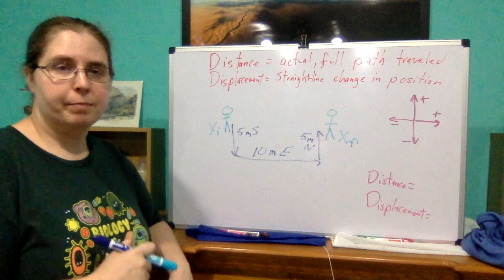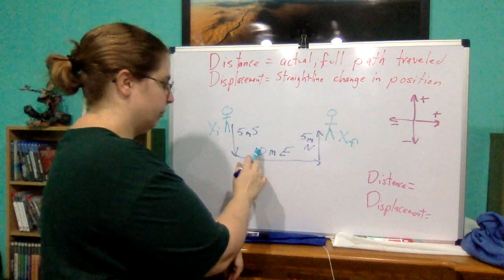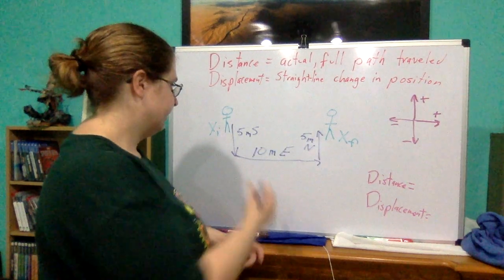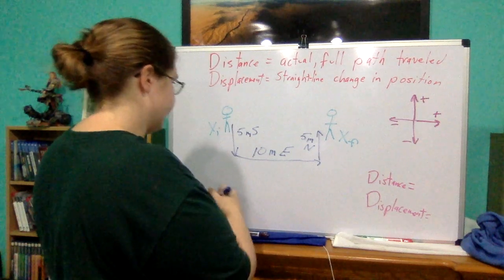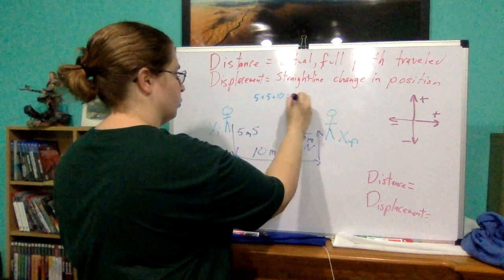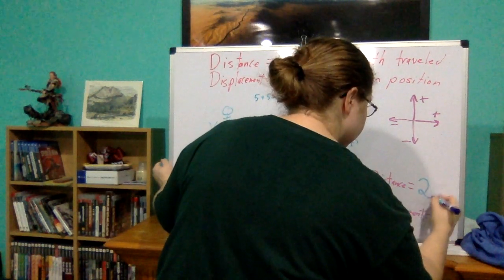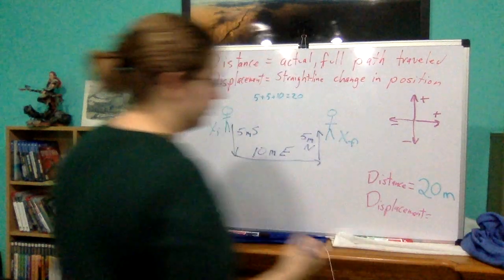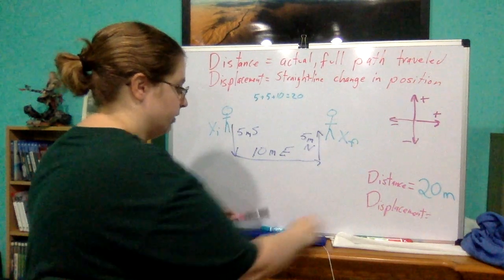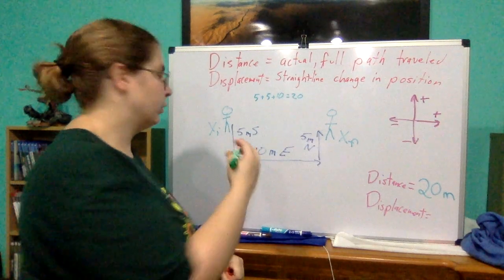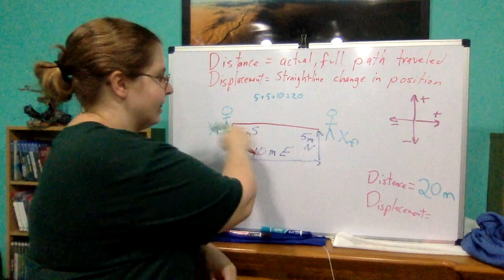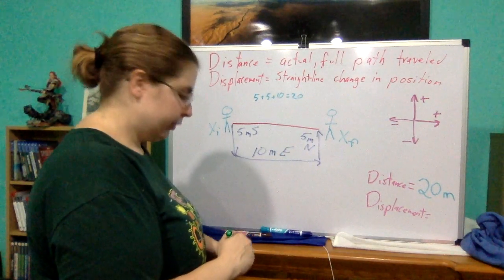Now remember, distance is the entire path, so we're just going to add everything up. 5 plus 10 is 15. 15 plus 5 would be 20. So for the distance, it's the whole path. We have 5 plus 5 plus 10 equals 20 meters. But the displacement, remember, we're looking at the straight line difference between where this person started and where they ended. So they started here, they ended there. We have to find out what that red line is. Now remember what we were saying about positive and negatives?